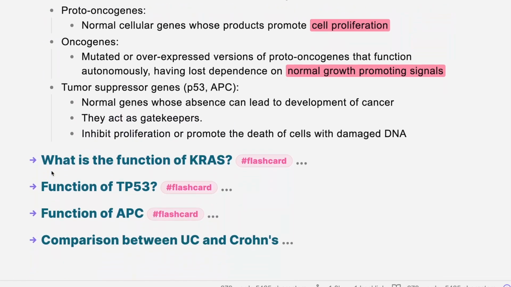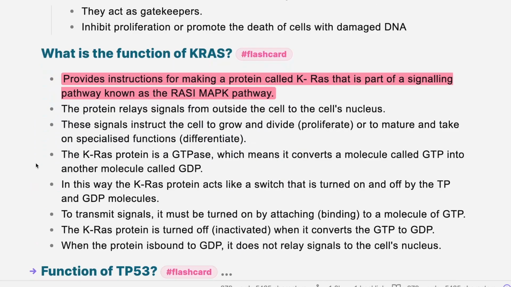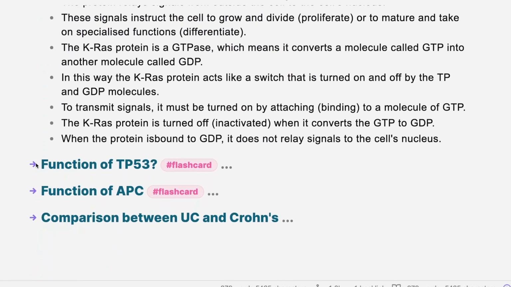What is the function of KRAS? This activates the MAPK pathway, and I'm not going into details of that. It's quite complex. What is the function of TP53? We mentioned it's the gatekeeper, so they identify the abnormally grown cells with abnormal DNA and turn them into apoptosis or try to repair their DNA. And if the repair has failed, the apoptosis will be activated through this gene.